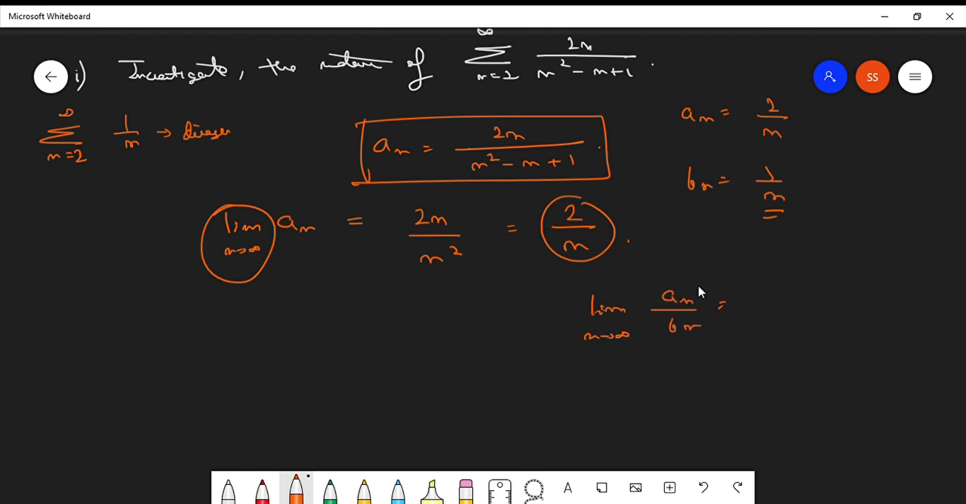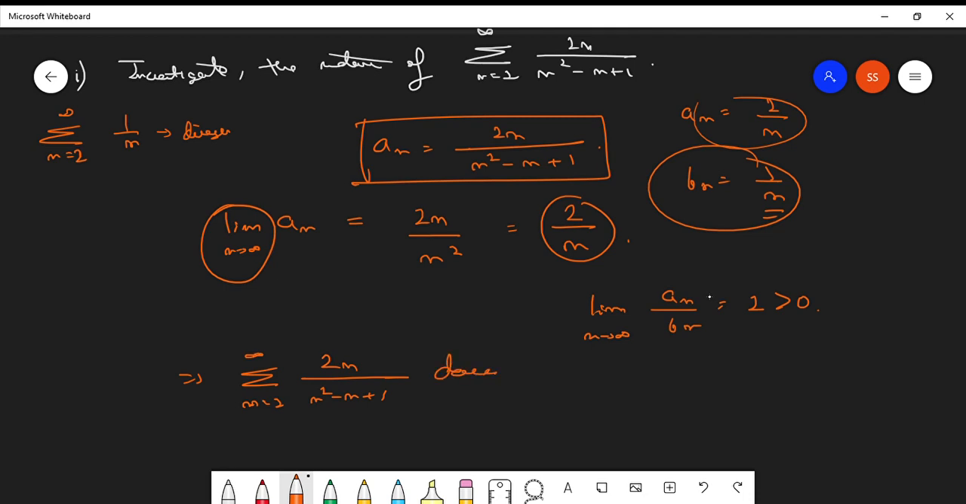Now if we find the limit as n tends to infinity of an over bn, it becomes 2 over n by 1 over n, that is 2, which is greater than 0. That means either both will diverge or both will converge, and since bn diverges, an will also diverge. So summation 2n over n square minus n plus 1 from n equals 2 to infinity diverges. Clear? I guess it's clear. Okay, let's check one more example.